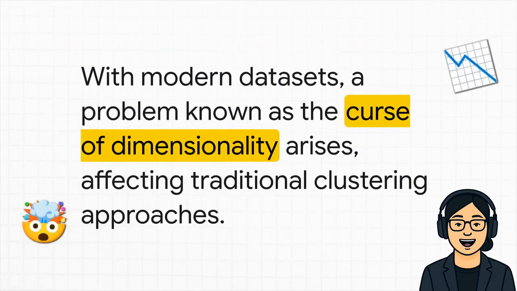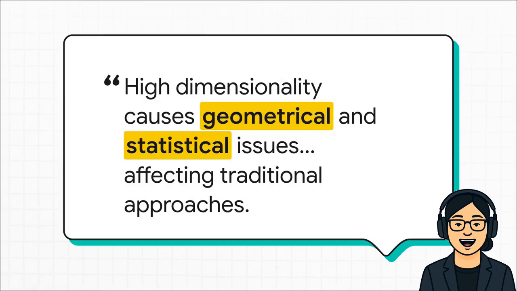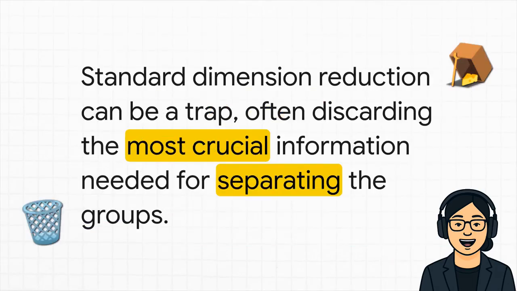But here's where things get tricky. That simple idea of grouping things starts to completely break down when we have what's called high-dimensional data. And this leads to a notorious problem known as the curse of dimensionality. So what does that actually mean? Well, as you keep adding more features, more dimensions, the data gets incredibly spread out. It's like points in a vast empty space. Everything starts to look equally far away from everything else. And if nothing seems close together, how can you possibly find a cluster? It becomes almost impossible.